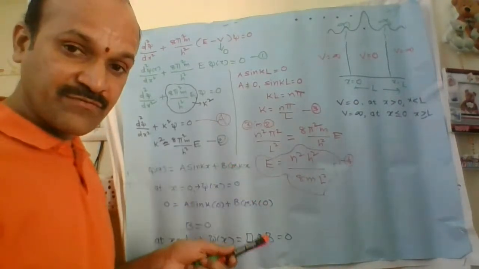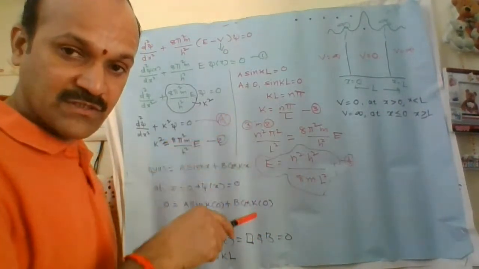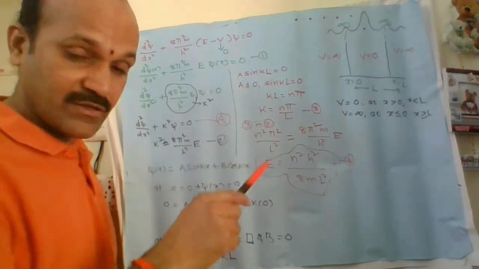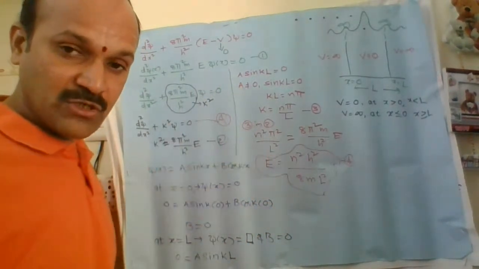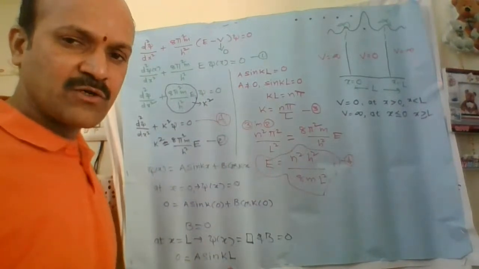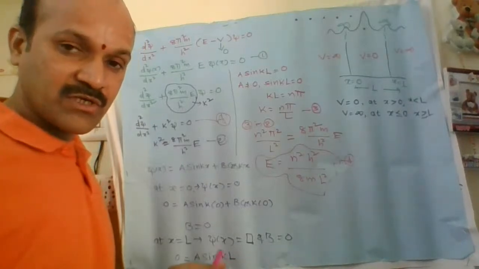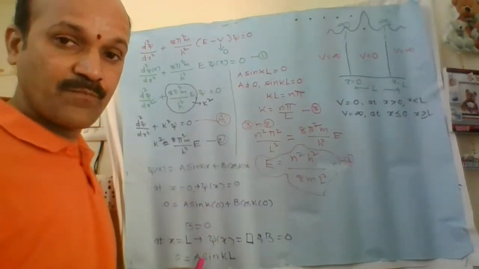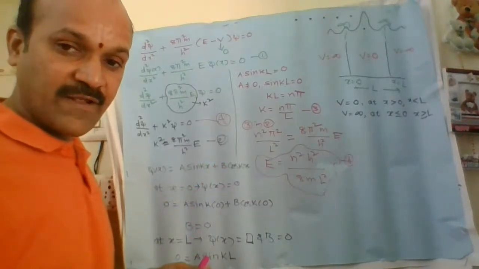In three dimensions, if you consider, n² becomes n1² + n2² + n3², multiplied by h² / 8mL², in case of a three-dimensional potential box. n1, n2, n3 give the quantum numbers. Principal quantum number, azimuthal, those are there, no? Those are the values for n1, n2, n3.